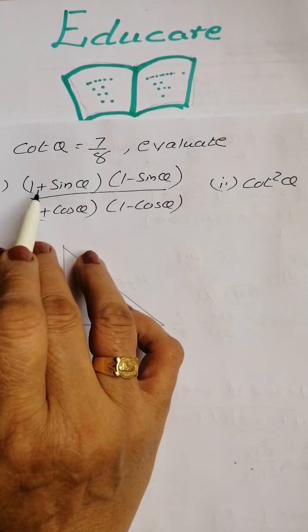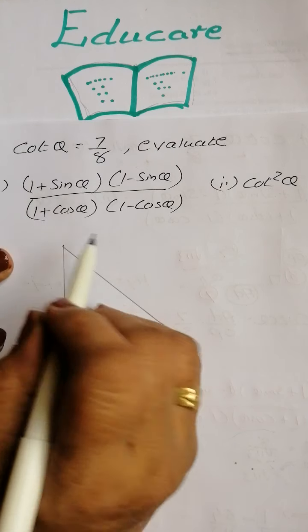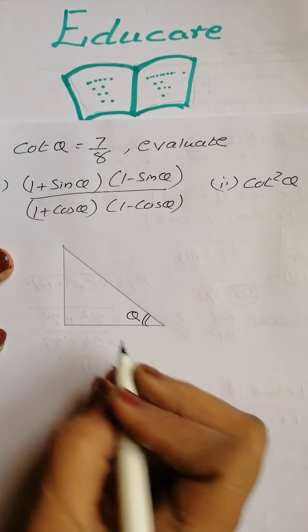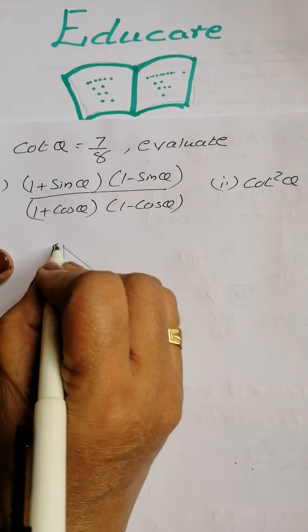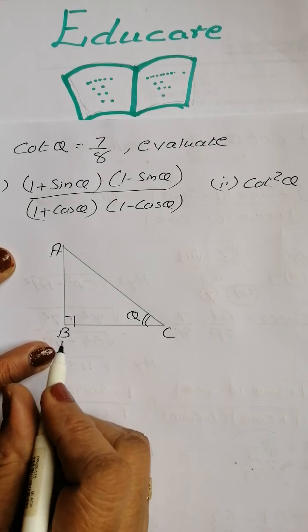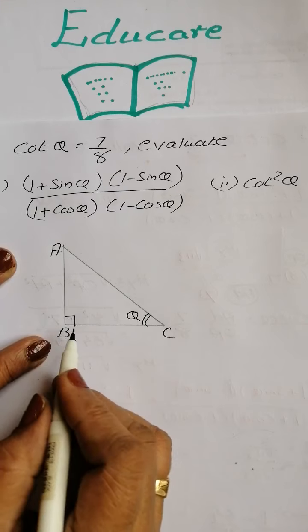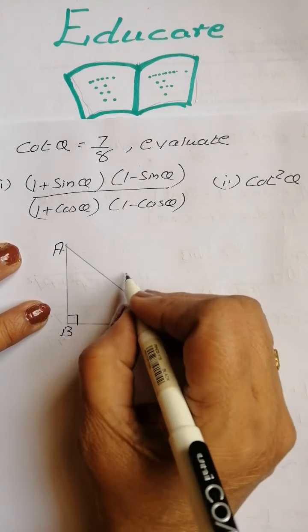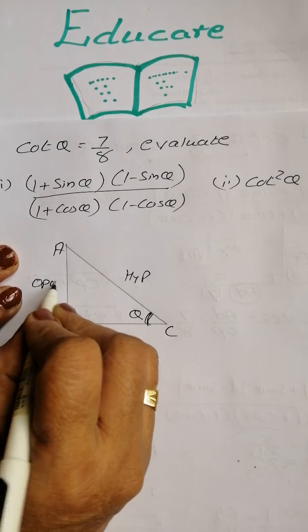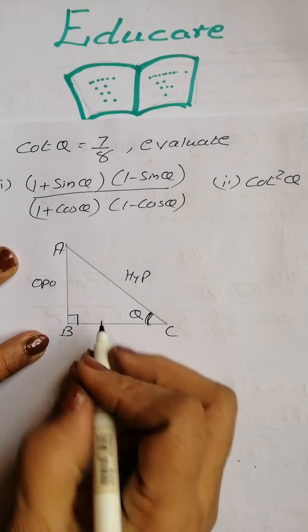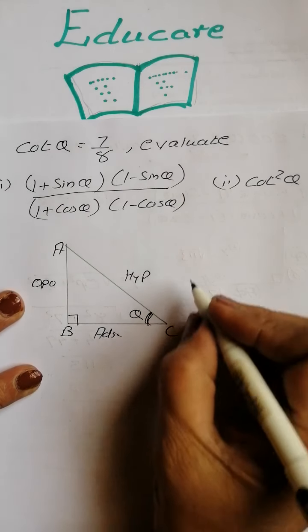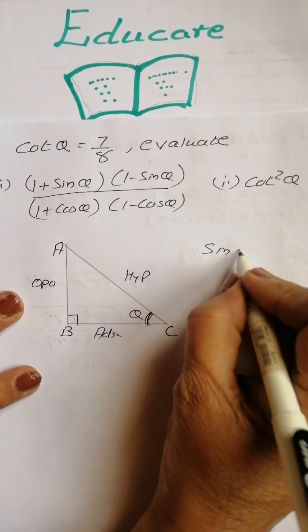They told 1 plus sine theta, cot theta, cos theta. Naturally, what will I do? I will mark this angle as theta. Let it be a triangle A, B and C. B is 90 degrees. If B is 90 degrees, the side opposite to B will be the hypotenuse. The side opposite to this angle will be the opposite, and this will be the adjacent. Base is called the adjacent. Got it?